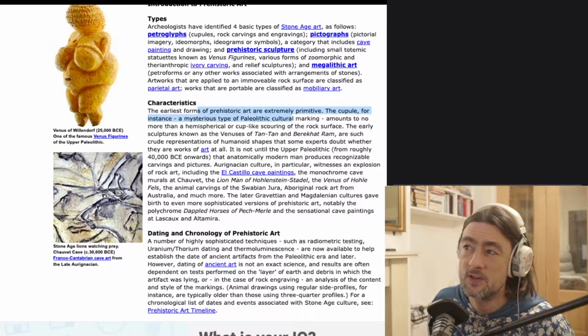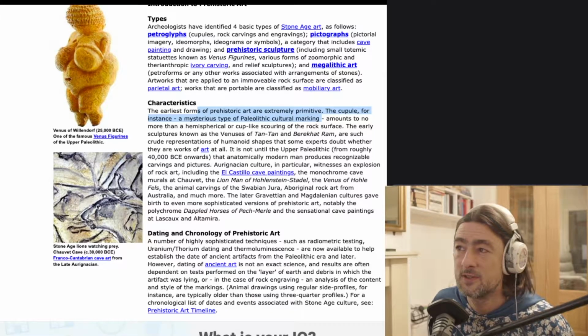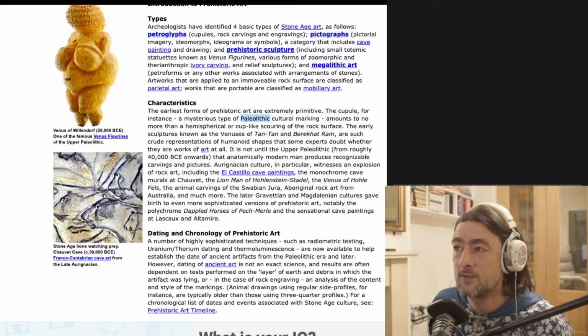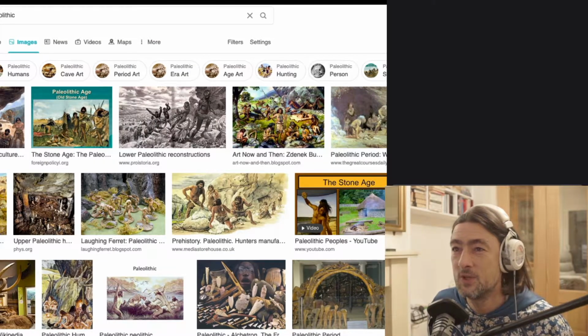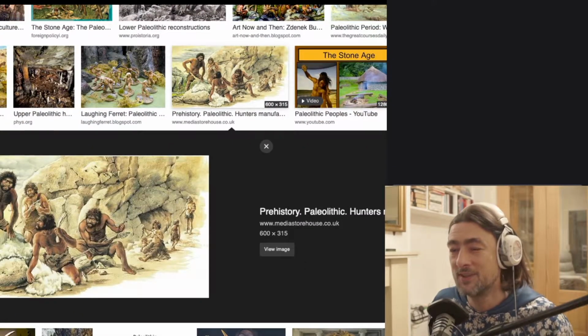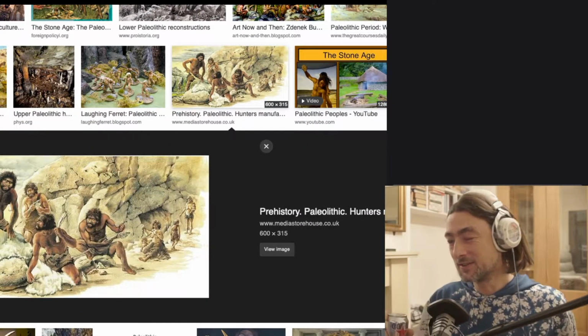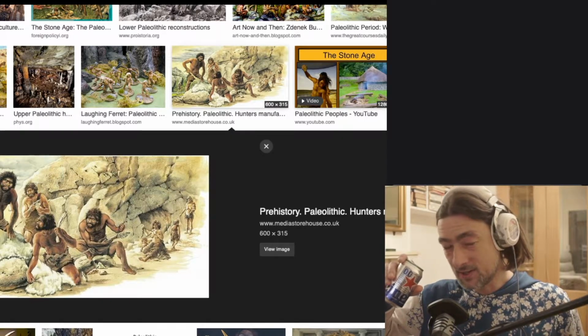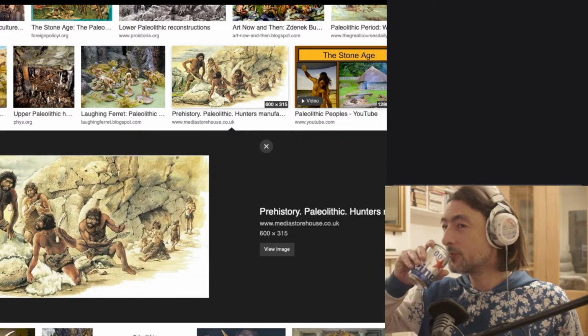The earliest forms of prehistoric art are extremely primitive. The cupule, for example, a mysterious type of Paleolithic cultural marking. Paleolithic, right, let's get Paleolithic. Got some images, so you can just have a look at the old Paleolithic. This is a photograph. It's not a photograph, is it? It's a drawing. Someone drew it back then. They didn't have cameras back then, so they had to draw pictures of each other.